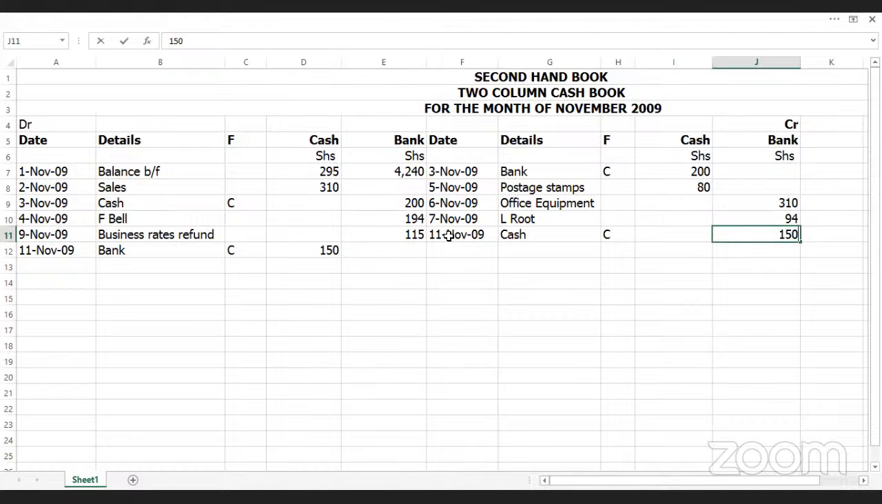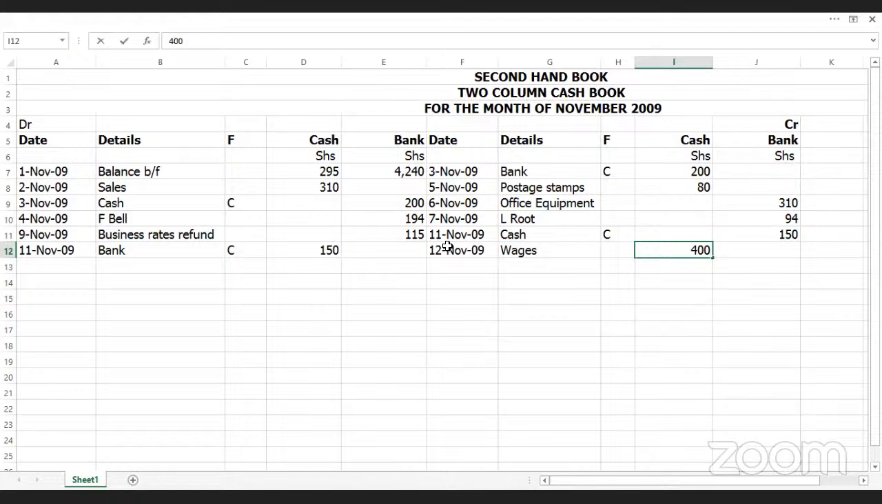Next is on the 12th. Pay the wages in cash. Shillings 400. Paid wages in cash. Shillings how much? 400. Date? The 12th November 2009. Wages, it's a payment, so we put it in the cash with wages. How much? 400.